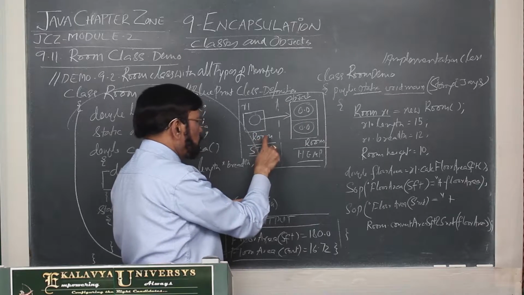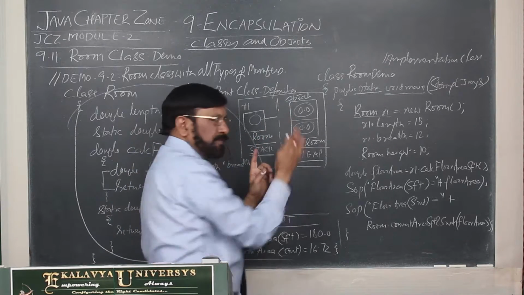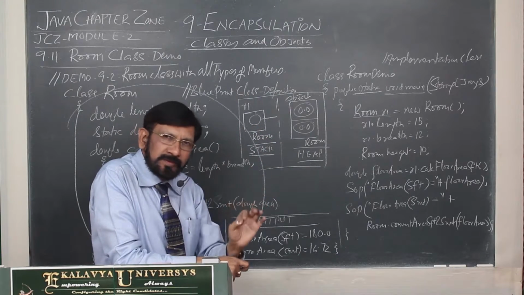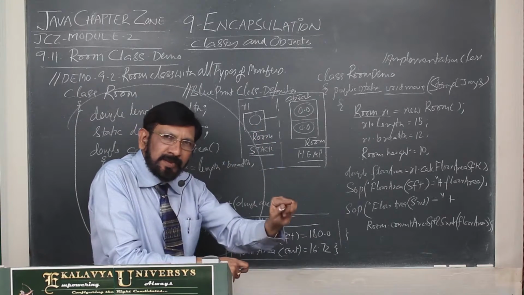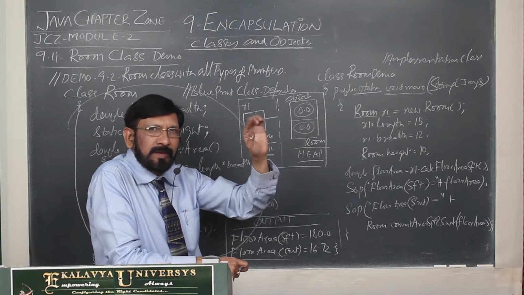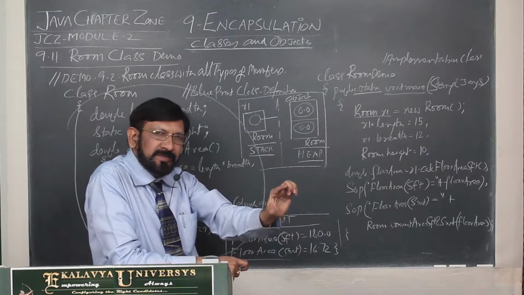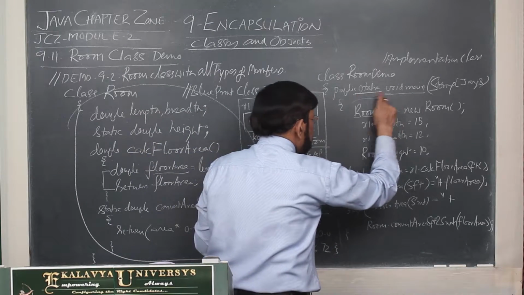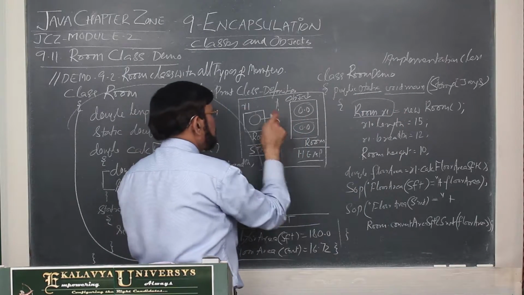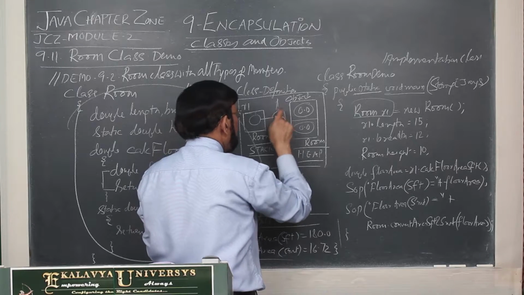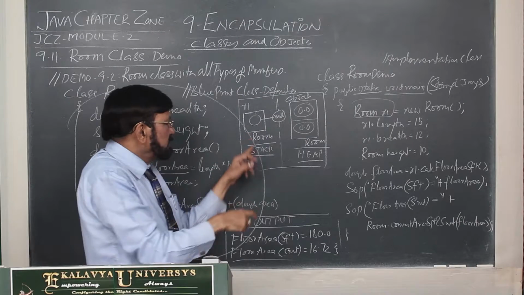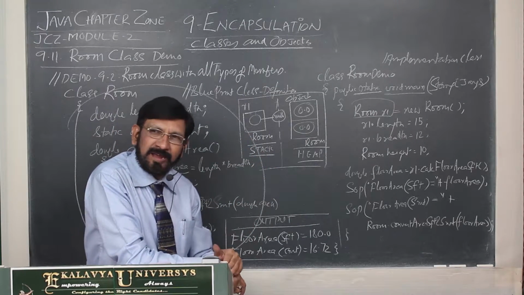R1, this is room type, and object reference variable is meant for referring, means pointing to an object. Object means a real thing of the same type. So as a result of this definition, what happens? This is created and it points to null. Where is it created? It is created on stack.